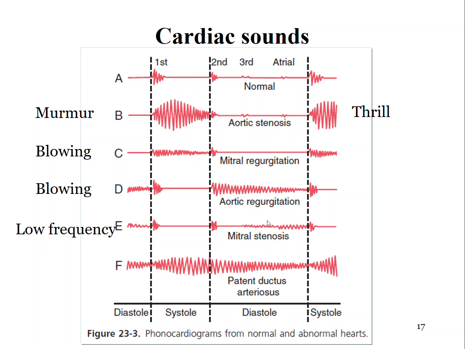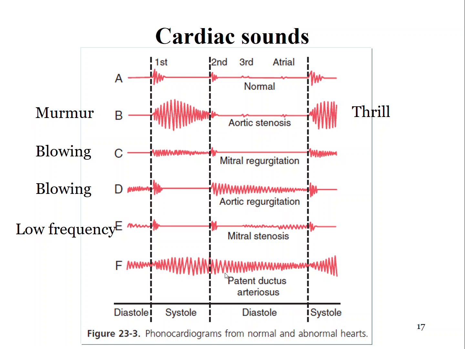Also, we have another sound during diastole, which is because of mitral stenosis. Again, remember that at the end of the diastole we have atrial systole, which pumps the blood into the ventricle. So if there is any stenosis in the mitral valve, at this time we have some low frequency sound because of the flow of blood through the narrow valve.